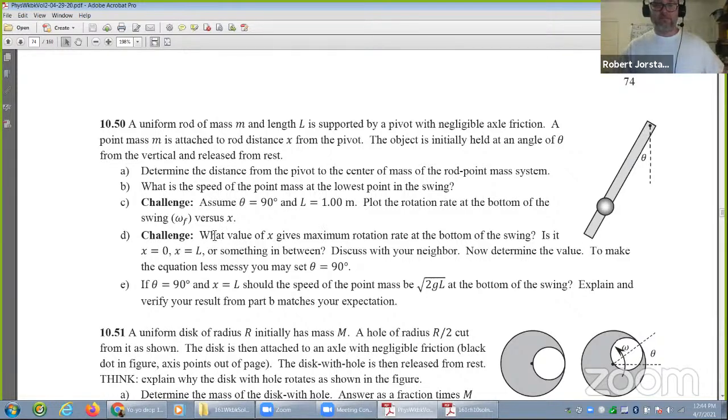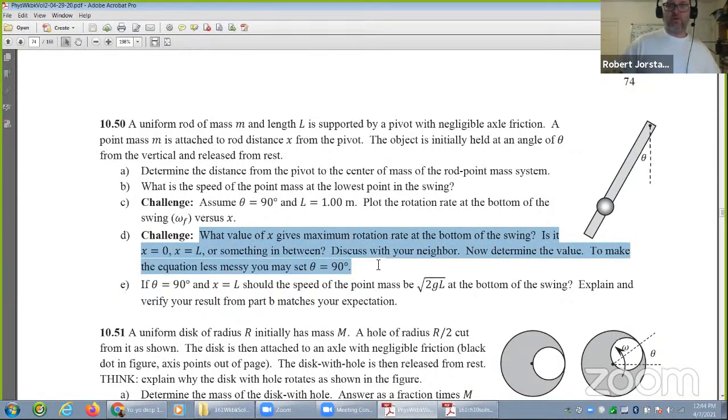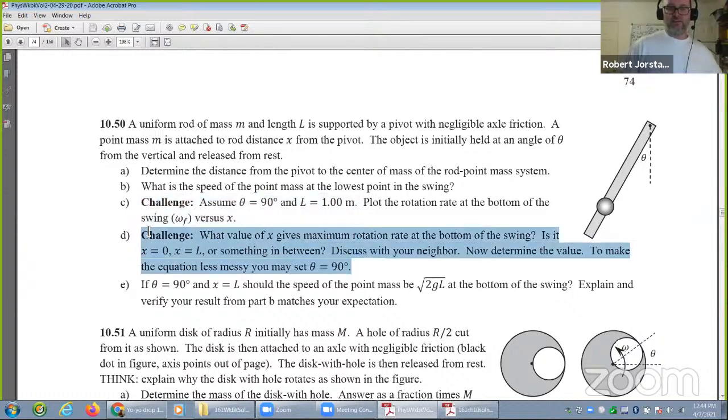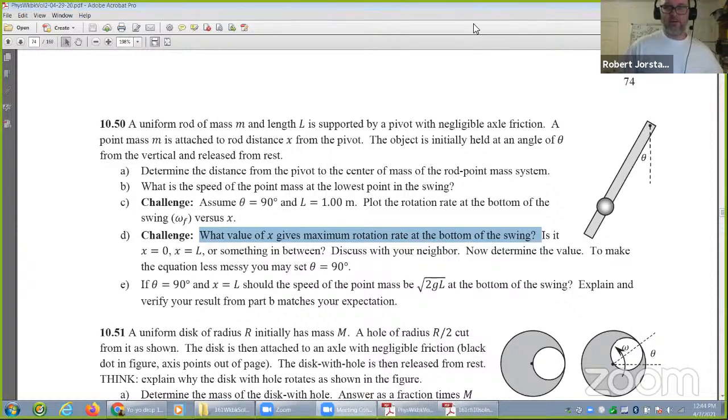Now, look at this one. This one, actually, I really like. So if you're looking for one challenge or something, I think these ones are probably some of the more bearable challenges in the book. So if you don't usually do them and want to push yourself a little bit, that's the way to go. But let's look at it really quick. So notice mass M. Let me underline this a little bit. Point mass M is attached to the rod distance X from the pivot. So that is distance X.